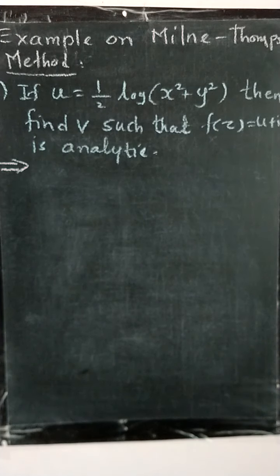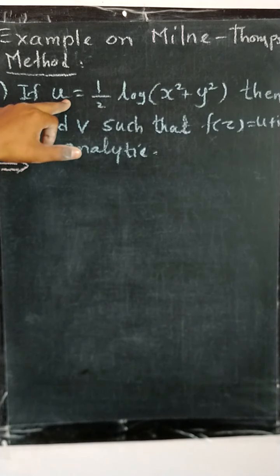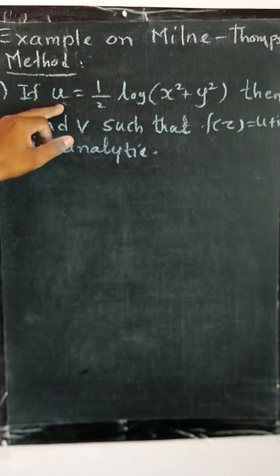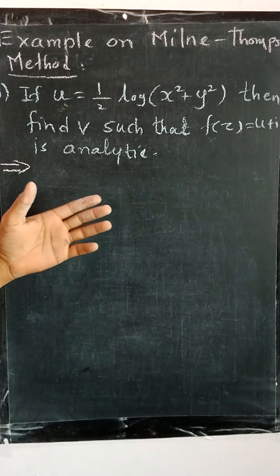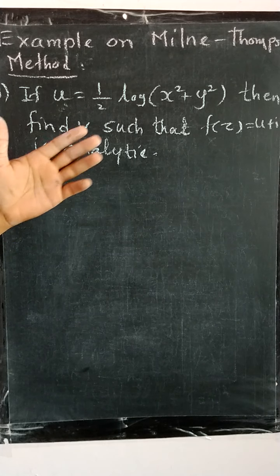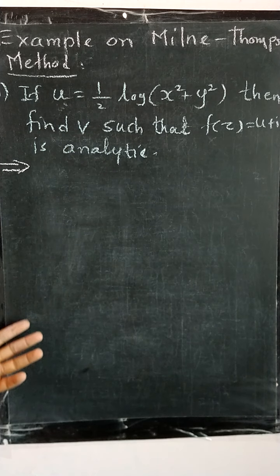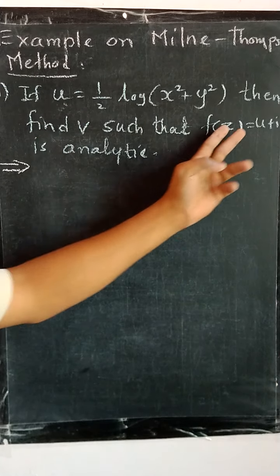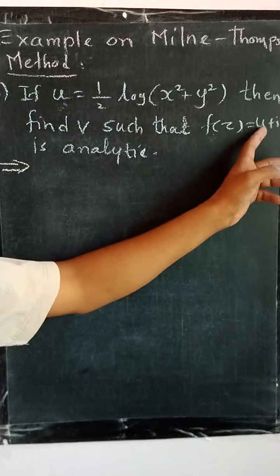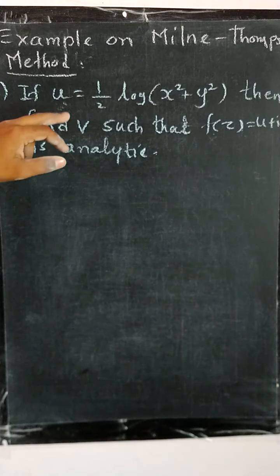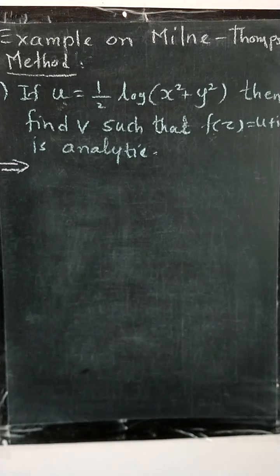It is about finding f of z, the function f of z, and the harmonic conjugate of the given function, so that if real part is given, then we can find its harmonic conjugate, that is v, and if v is given, then we can find its conjugate as a u, and with the help of these two we can find the analytic function f of z of the form u plus iv. So here let us use the given u.